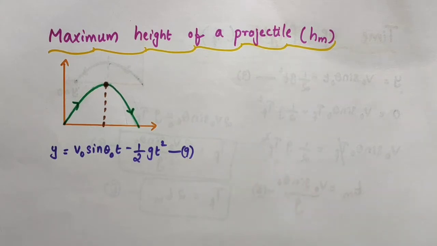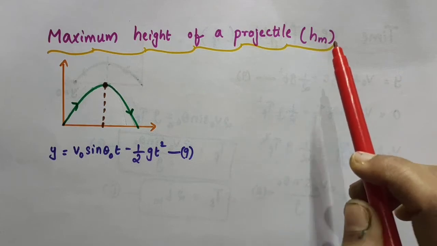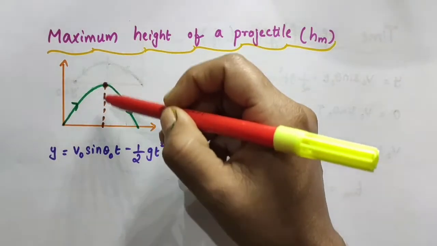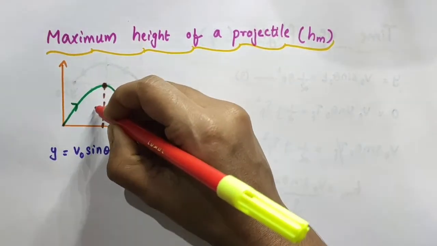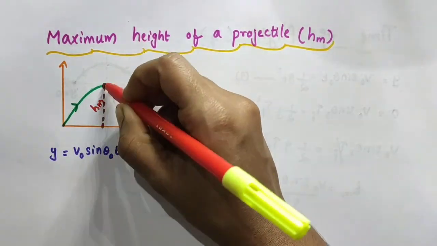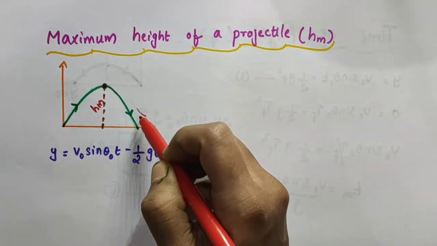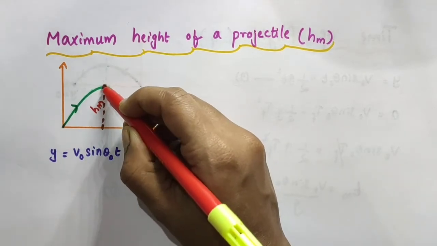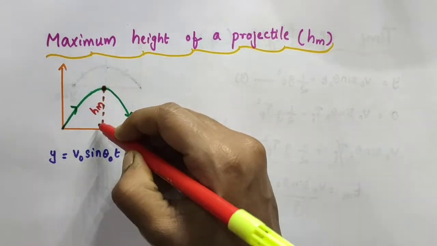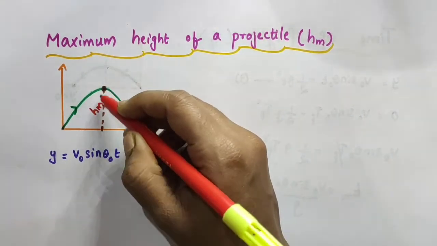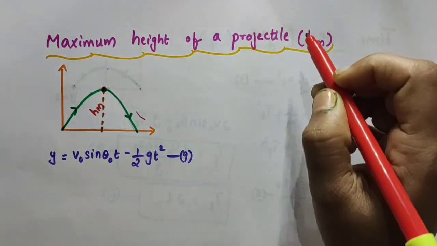Now next we are going to talk about the maximum height of a projectile, which is represented by h suffix m. Let the maximum height reached by the projectile be hm. The projectile moves along this curved path, and this point is the maximum height of that projectile, and after that the projectile moves downward. It is represented by h suffix m.